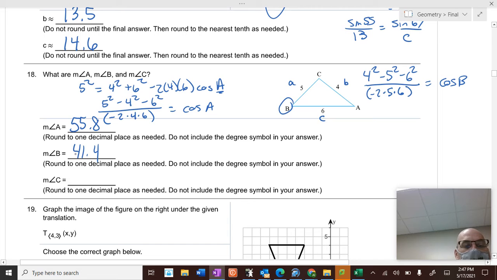So these add up to 97.2. So this would be 82.8 for C. Okay, so 18 is probably the toughest question on there.